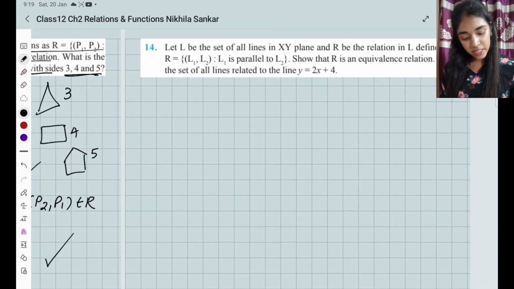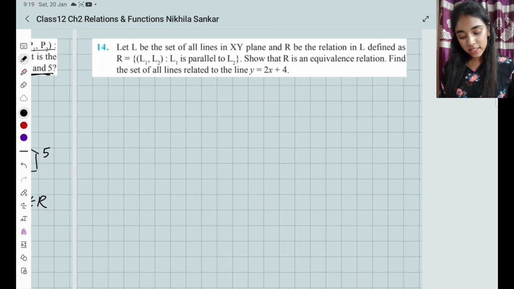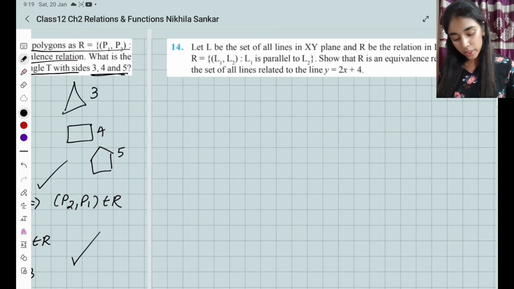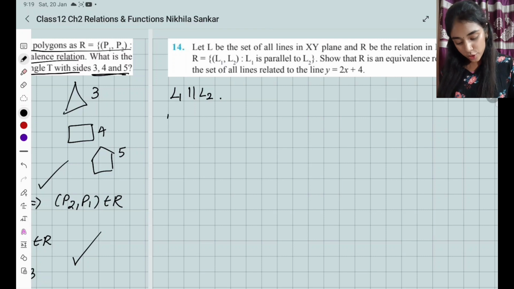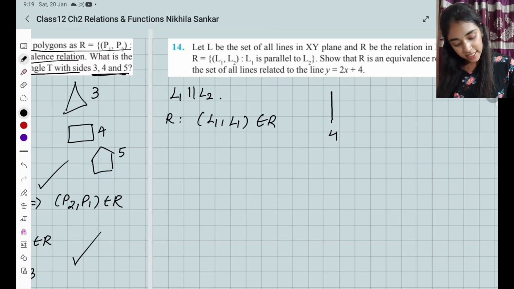Question number 14. So in an xy plane, L1 is parallel to L2. So inge concept enna, L1 is going to be parallel to L2. So you have reflexive relation, which means L1, L1 belongs to R. You have L1 is parallel to itself, correct? In the இடத்துல L1 L1 க்கு parallel. It is also collinear, but collinear lines are also parallel, correct? So this is going to be reflexive.